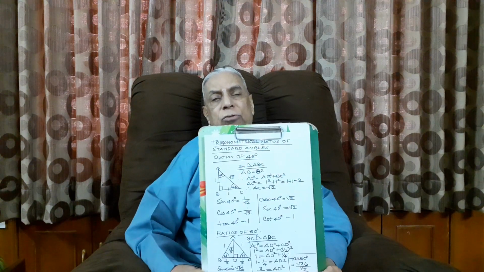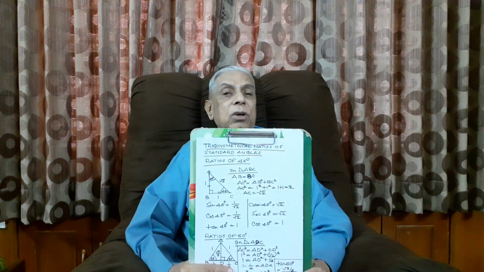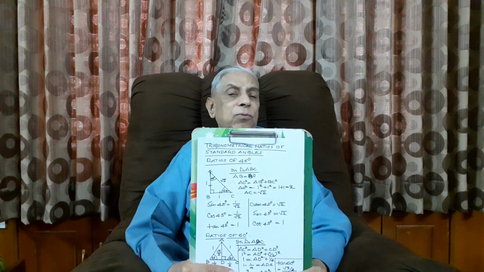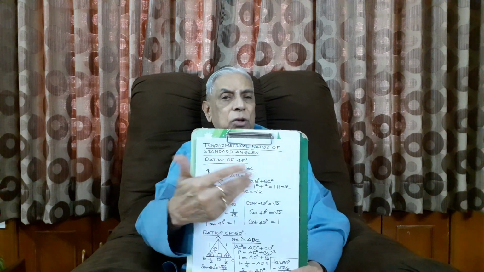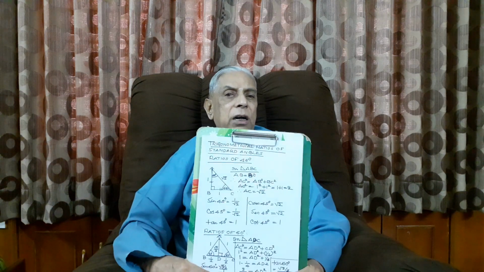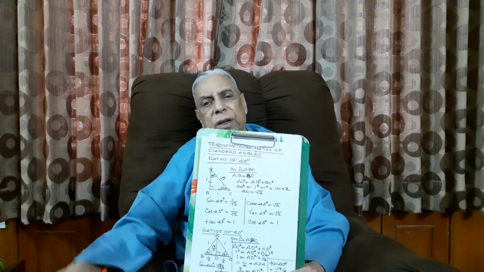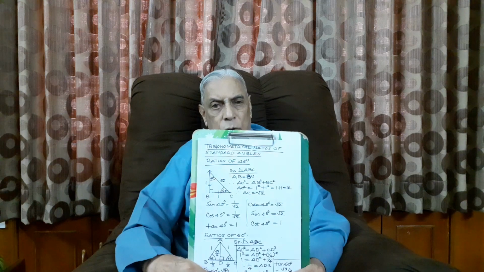Now, to start with, I would like to take up trigonometrical ratios of 45 degrees. I want to prove what is sin 45, what is cos 45, what is tan 45, and what are their reciprocals. Reciprocals you can find out very easily. I think you know that one.